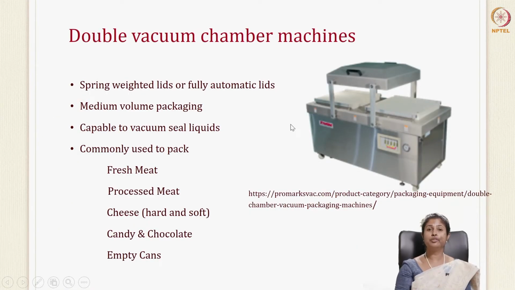Now coming to the second one, which is a double vacuum chamber machine. The working of a double vacuum chamber machine is just similar to a single, except they'll have two chambers instead of one. So they usually have spring-weighted lids or fully automatic lids. They usually use it for your medium volume packaging. Again, it's able to vacuum and seal liquids, commonly used to pack fresh meat, processed meat, cheese, candy, chocolates and empty cans. As you see in this picture here, there are two chambers and both of them can be used at the same time, or you can use one depending on the volume of product that you have for your packaging.